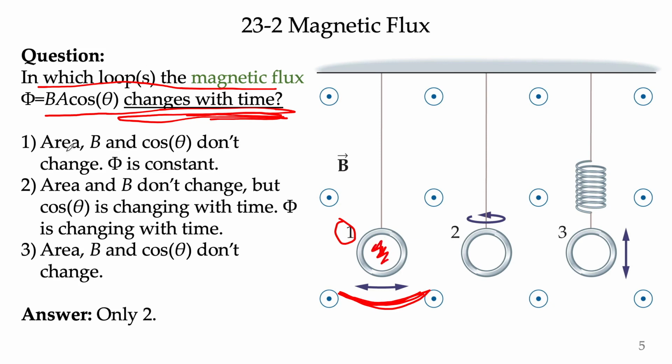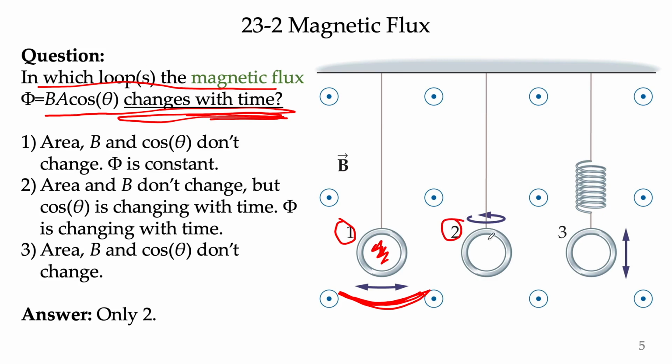The area of the ring is the same, the background magnetic field is the same, and the angle between the area and the magnetic field is also not changing. So cosine theta would be the same. In fact, here it will be cosine 0, which is just 1. So the flux is the same, even though this is rocking left or right. What about the second one?